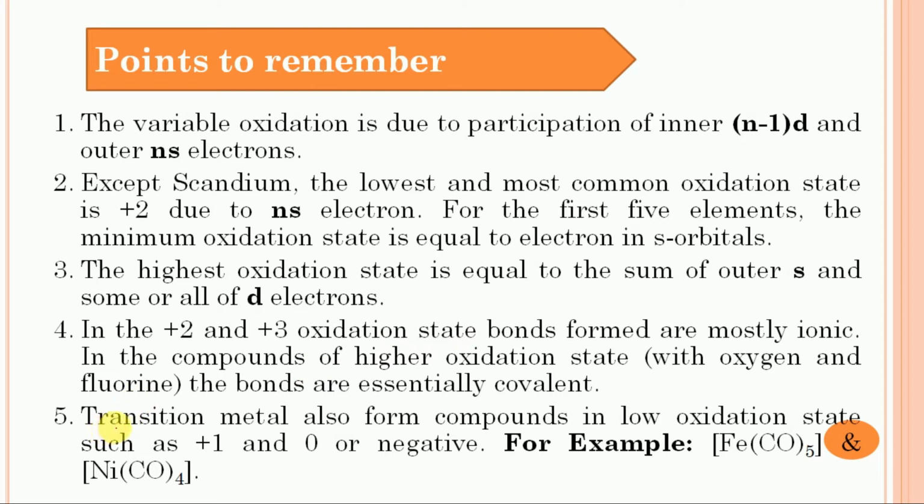Transition metals also form compounds in low oxidation states such as +1 and 0, and in a few cases negative as well. For example, the complex of iron with 5 carbonyl ligands, and similarly nickel with 4 carbonyl ligands, exhibit 0 oxidation state in both iron and nickel.